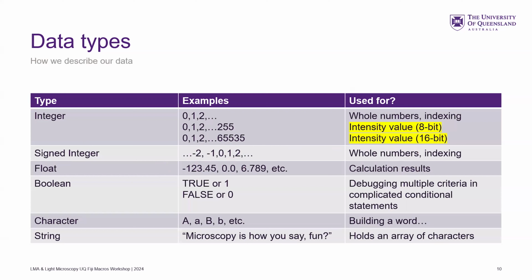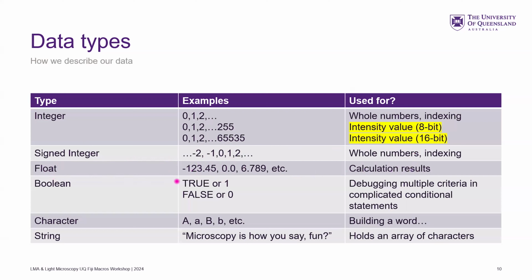If you do need decimal points, so things like a calculation answer, that's called a float. We can see here that it can be negative or positive, and it can have decimal places. Usually we would stipulate somewhere else in the program how many decimal places to calculate it to.